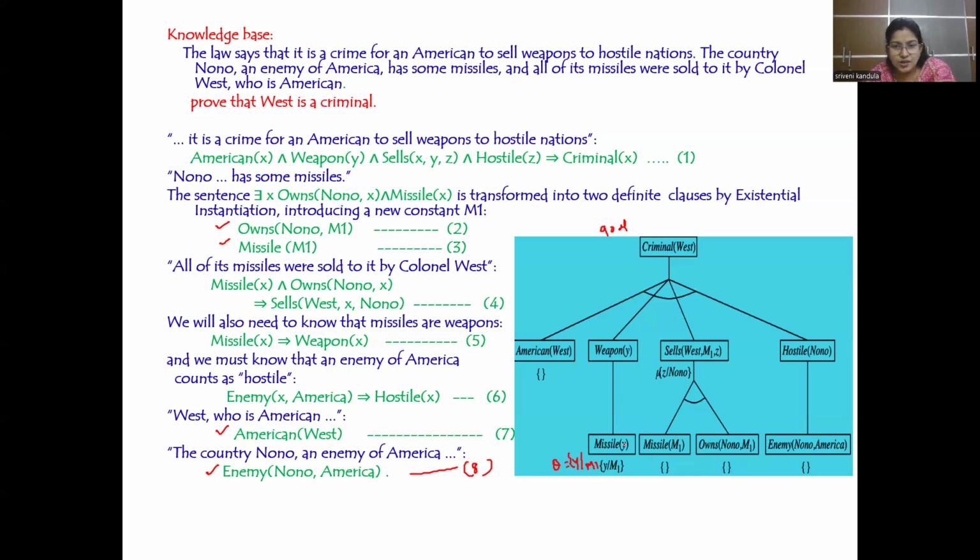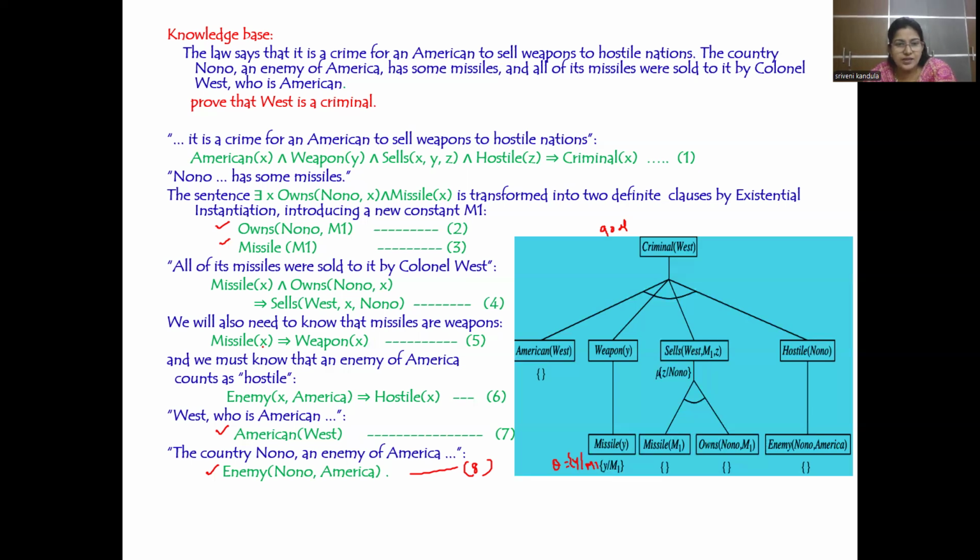Then associated with this, do I have anything else? In order to prove criminal of West, what are the associated statements? I have American of X. Then weapon of Y I need. Only here, in the case of missile of M1, I replaced it with Y. So that is what I can take here.